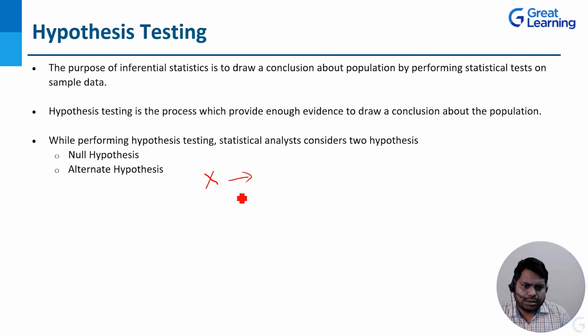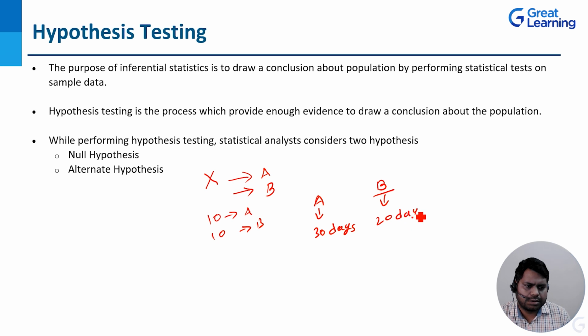and a pharmaceutical company manufactures two drugs for it, drug A and drug B. Now let's suppose that 10 people were chosen and given drug A, and 10 people were given drug B. It was seen that people who took drug A took 30 days to recover. On the other side, people with drug B took 20 days to recover. So there is a difference of 10 days.